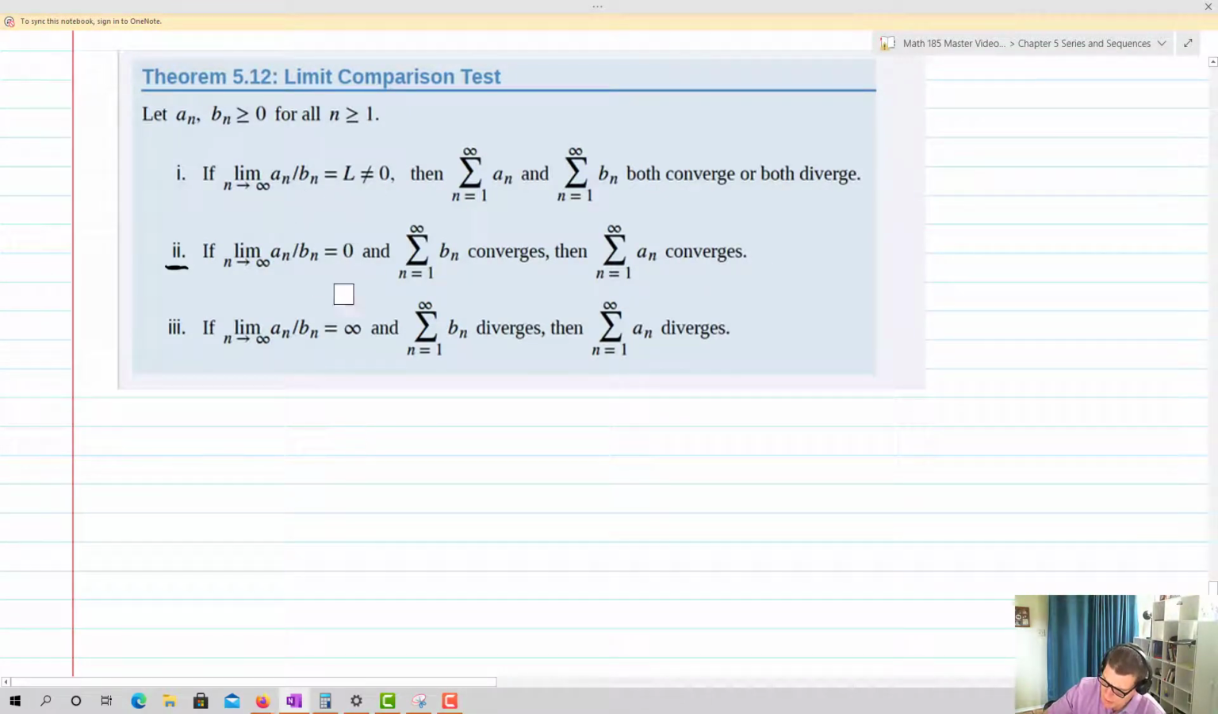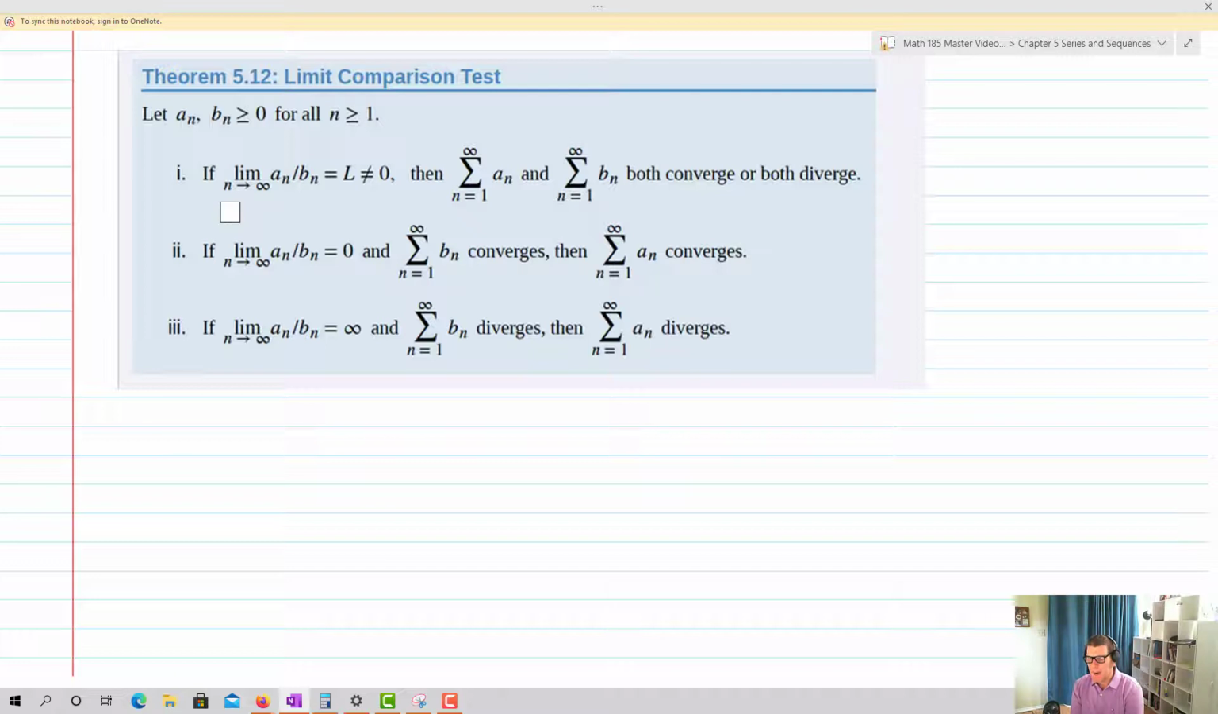So now we're going to take a look at another comparison test, and this one's called the limit comparison test. In general, we're going to consider a sub n to be the function that we're testing, and b sub n is going to be a special selected function. We're going to use these 3 principles to determine basically if a sub n either converges or diverges.